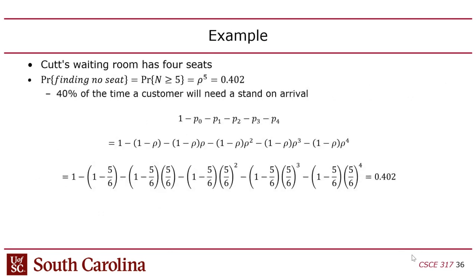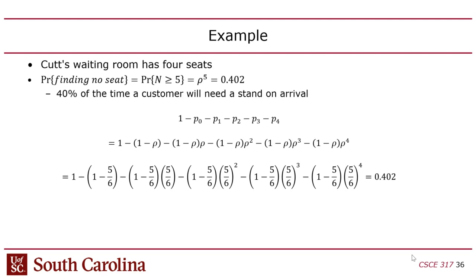Okay, so Cut's waiting room has 4 seats. The probability of finding no seat when a customer arrives. Now this, I don't know how they got this expression. So according to the book, the probability of n being greater than or equal to 5 is rho to the 5th power, which is 40.2%. I don't know where that came from. In fact, I went back and looked at it again, and the book was like, well, that should be obvious. I was like, no. So I don't know where that came from.